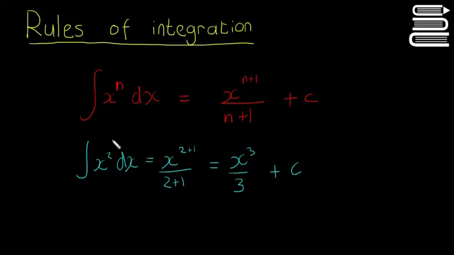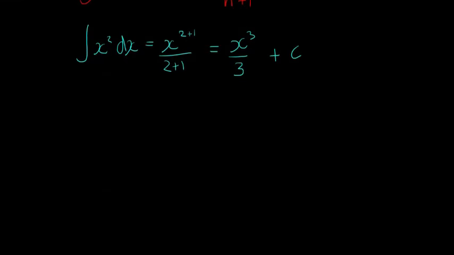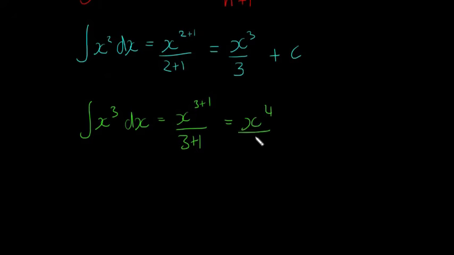And then again, let me scroll down a little bit, I'll go green. If you integrate x cubed dx, you're going to get x to the power of 3 plus 1 divided by 3 plus 1, which is going to give you x to the power of 4 divided by 4 plus c. So you'll see a pattern. It just ends up being one higher and then divided by that number. But you'll see that once we do a few examples.